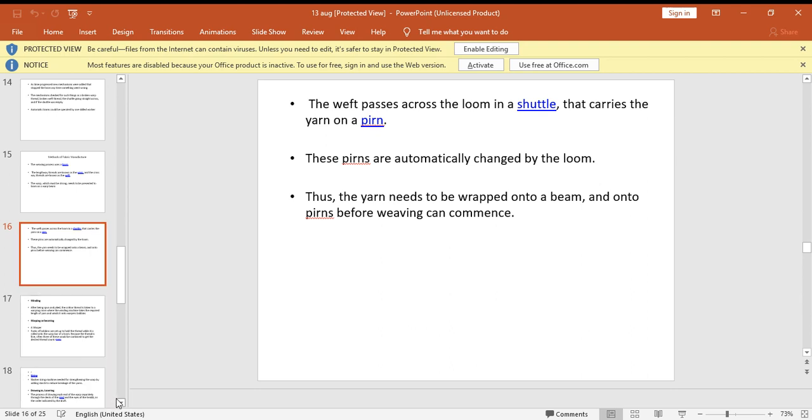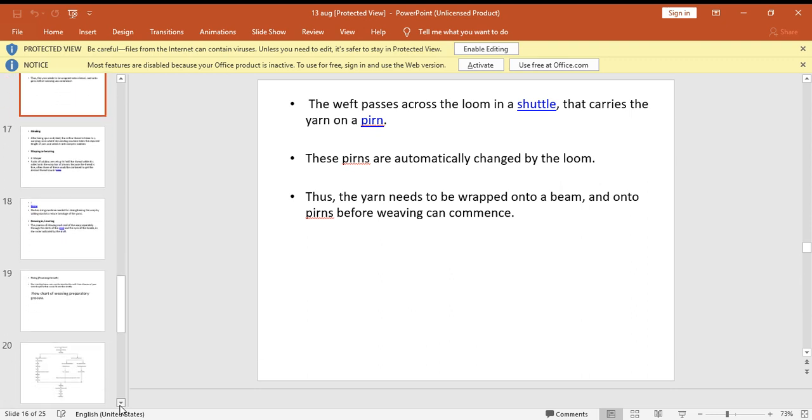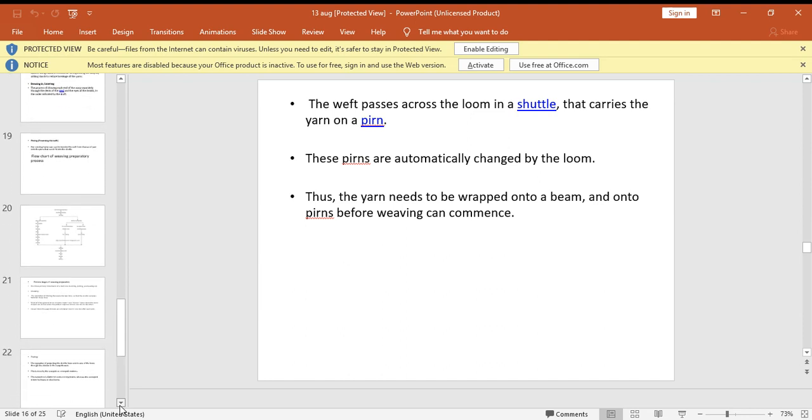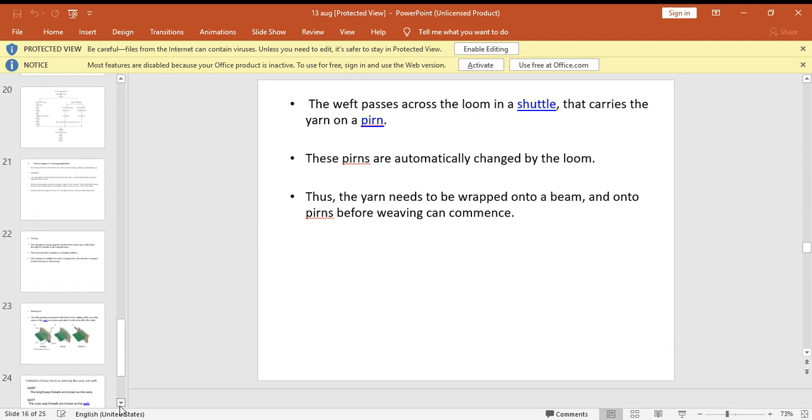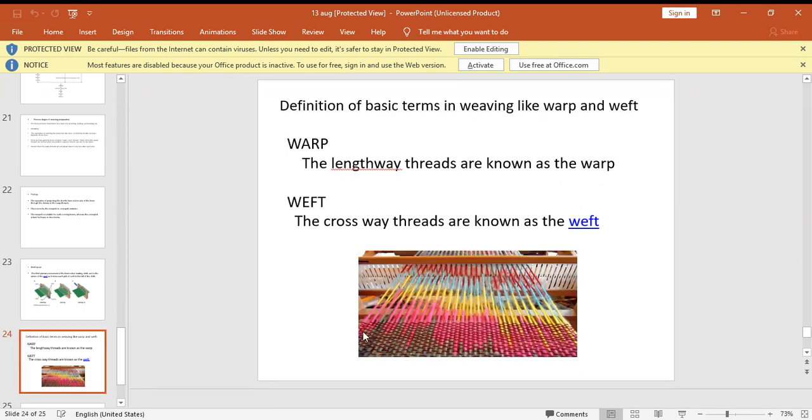And you can see the picture of it. See here. These are the warp yarns and these are the weft yarns. So parallel lines are warp and weft is the perpendicular one.